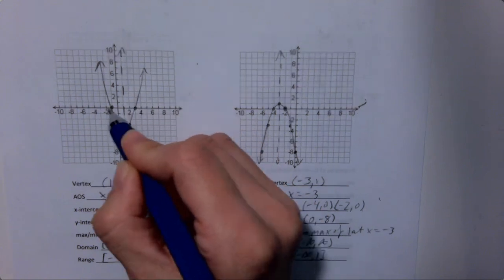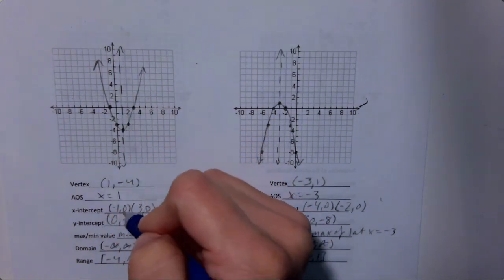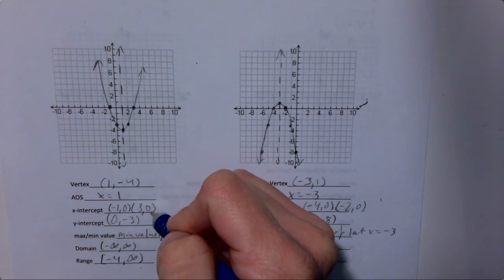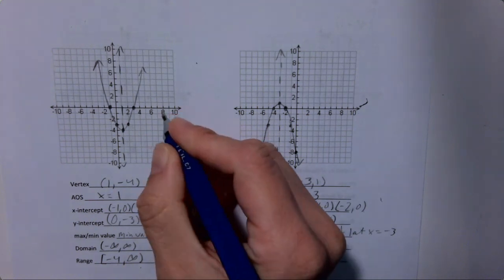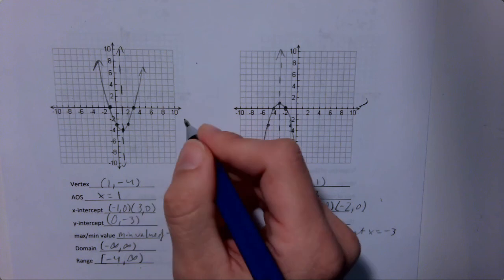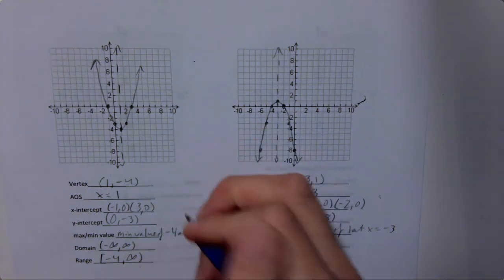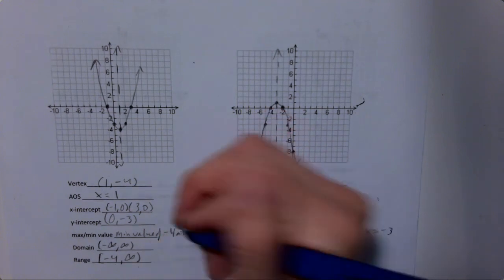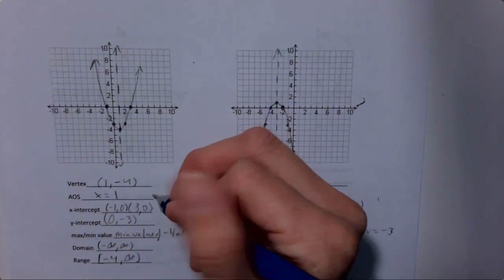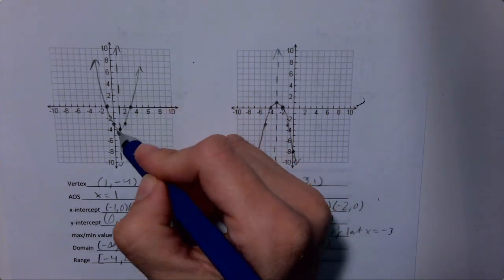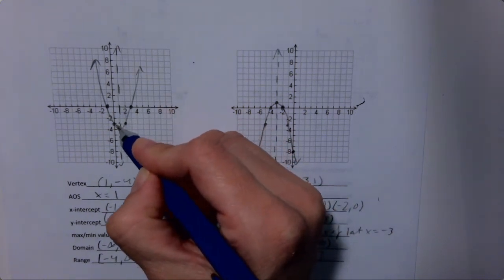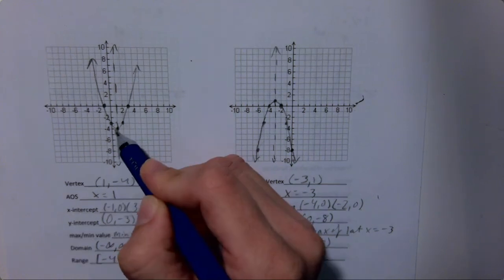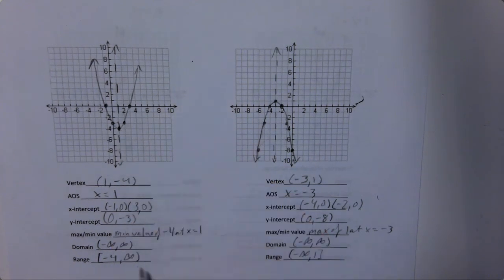Then when I plugged it into the calculator, I found my x-intercepts. It crossed here, and so my x-intercepts were negative 1, 0, and 3, 0. Again, if you didn't have a calculator, you could always plug a, b, and c into the quadratic formula and find your x-intercepts, or your roots. To find the y-intercept, if you didn't have a calculator, plug in 0 for x and solve for y. In this case, when I did it on the calculator, I got my y-intercept right here at 0, negative 3. Since the vertex is at the bottom, it means it's a minimum value of negative 4 at x equals 1. Remember, it's always of y at x.